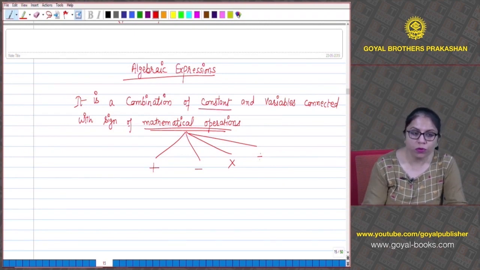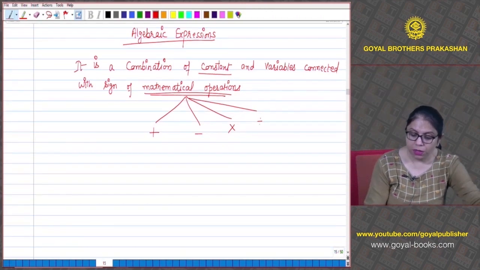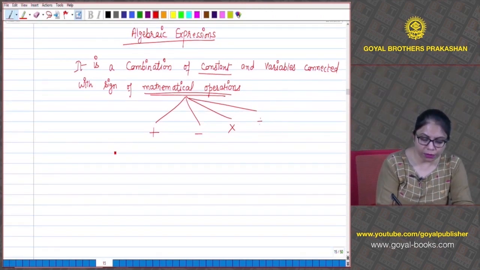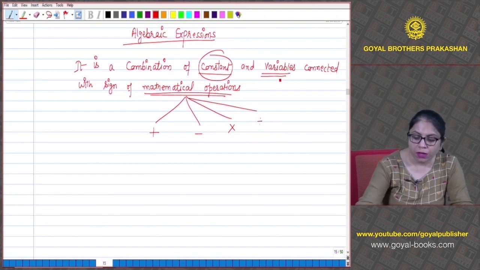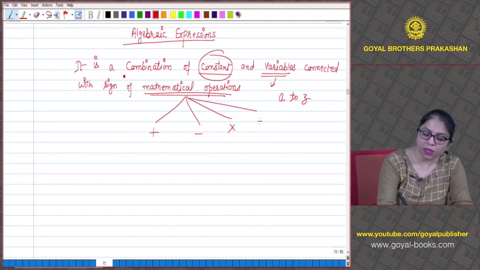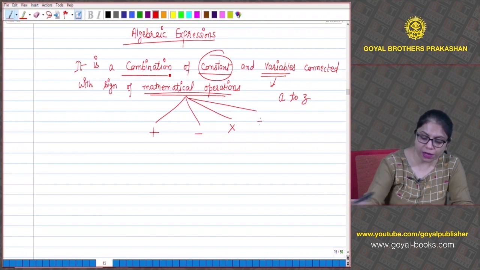Now you should know what is the meaning of constant. Constant means any number 0 to any. Constant means any number, any integer. And what is the meaning of variable? Variable means any English alphabet, small alphabet A to Z. Any English small alphabet from A to Z. This is variable. Okay. So it is the combination of constant and variable.